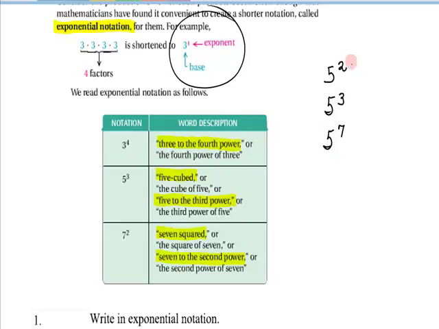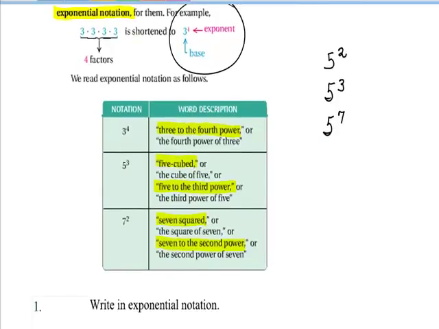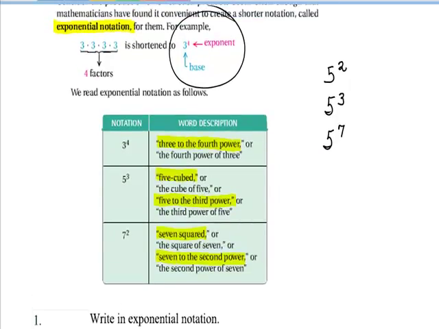Each one of these, this one has 2 factors of 5, 5 times 5. This one has 3 factors of 5, 5 times 5 times 5. And this one has 7 factors of 5. And I'm not going to say all that. All you're asked to do in these activities is to take an expanded notation like 3 times 3 times 3 times 3 and shorten it to exponential notation, 3 to the 4th power.